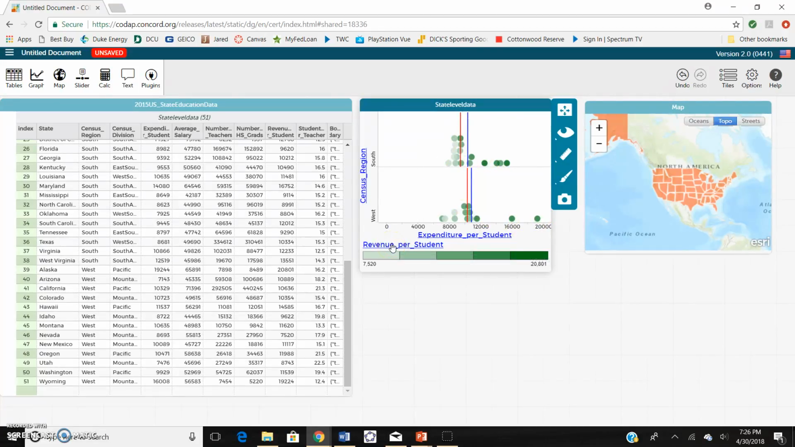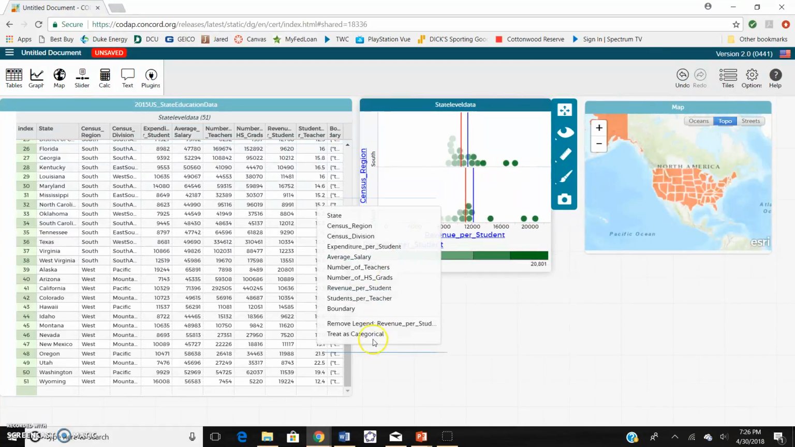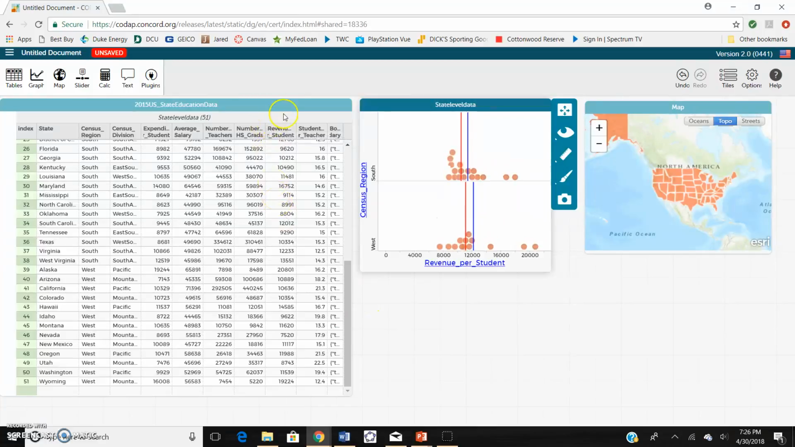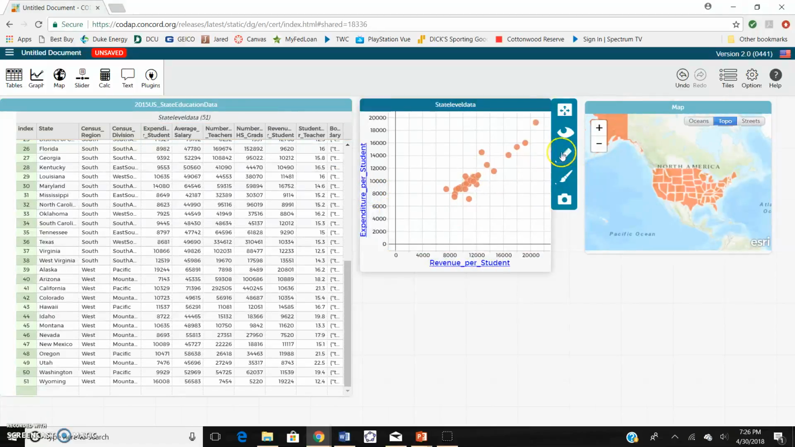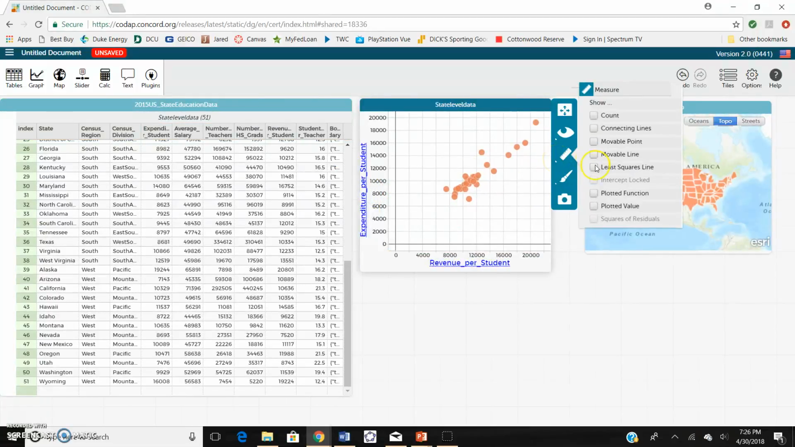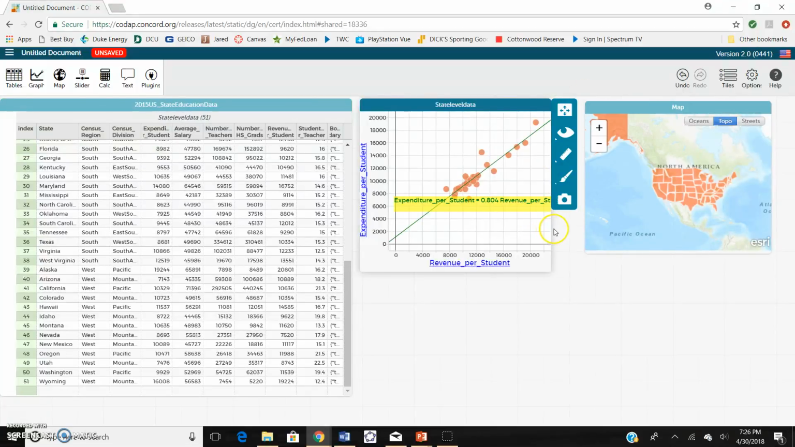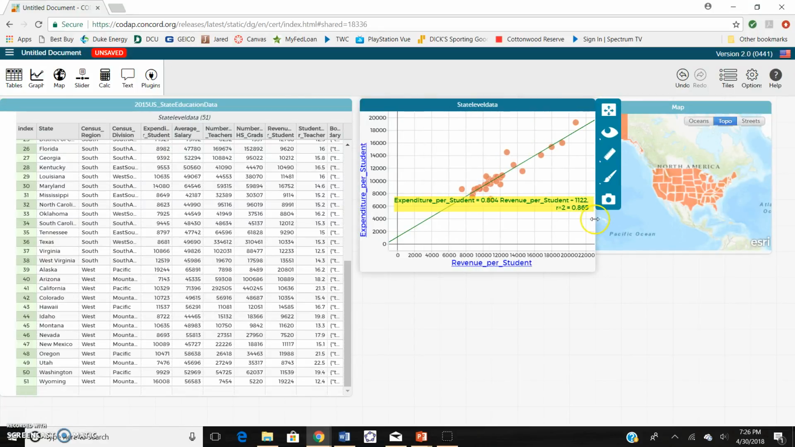And I can look at that fairly quick and note that. So what I can actually do is insert a least squares line on my graph and see that there is a strong positive linear correlation here.